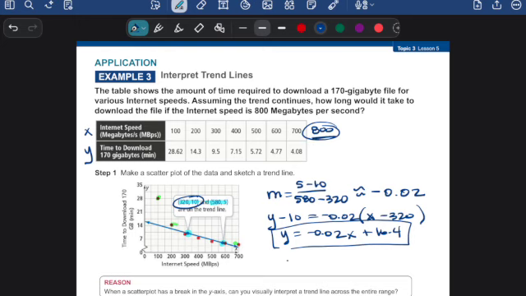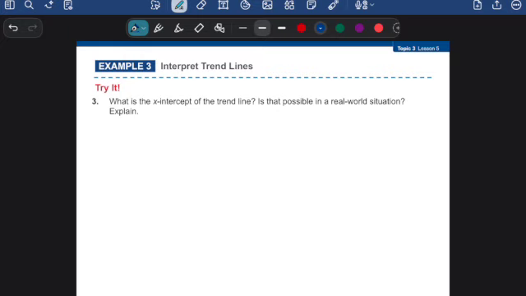So we're just going to plug in 800 for our x value and solve for y. And if we do those calculations, y is going to equal 0.4. So it would take 0.4 minutes to download 170 gigabytes. What is the x-intercept of the trend line? Is that possible in a real situation?